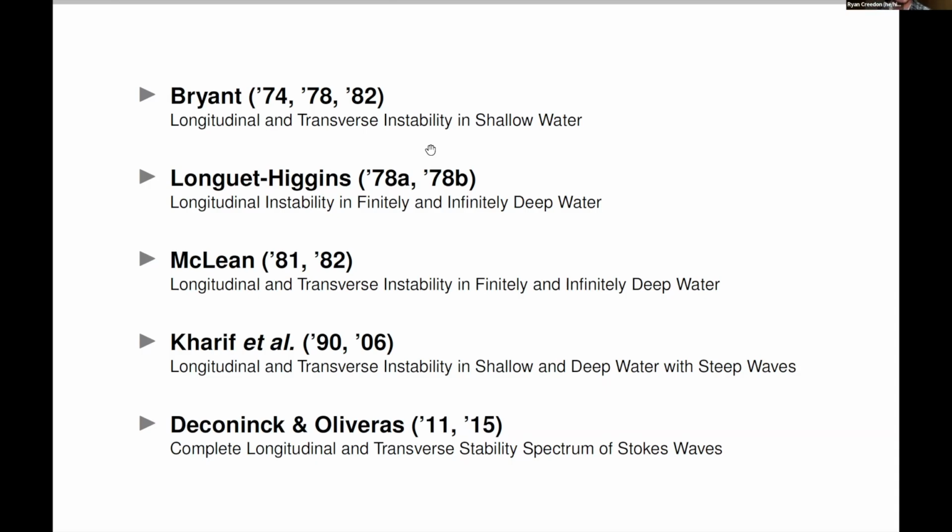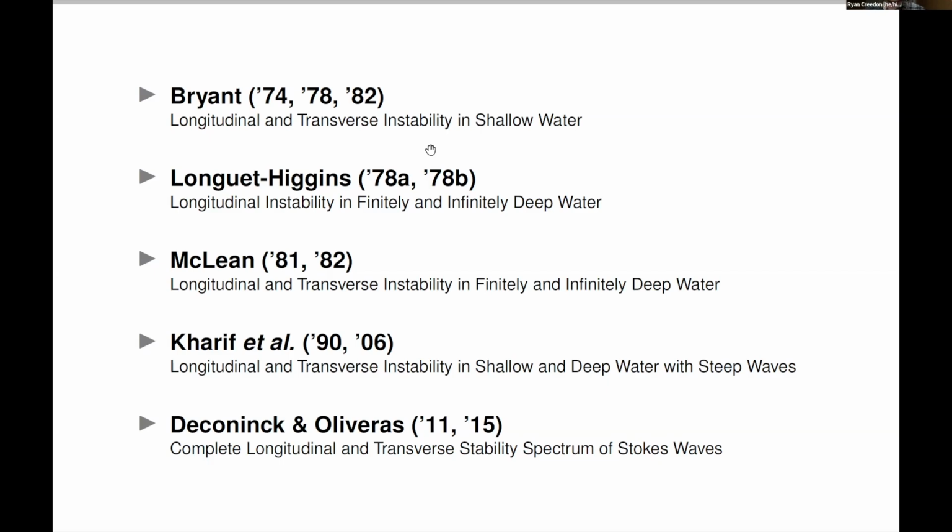And so a lot of the very first numerical stability results that we had for Stokes waves were due to Bryant and Longuet-Higgins in the 1970s. And really the focus of these papers was perturbing Stokes waves longitudinally and investigating the linear dynamics of the perturbations. So you're basically linearizing these Euler equations about the Stokes wave solutions.